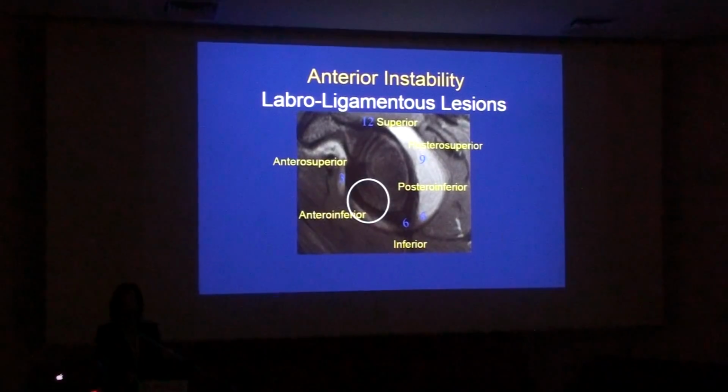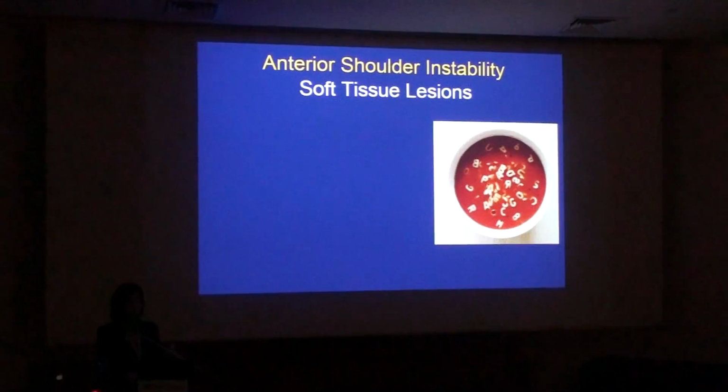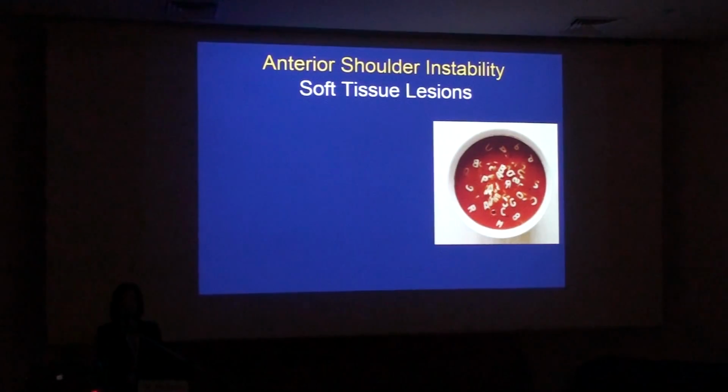Now what we're going to do is focus on the tears that we get of the labrum and the ligaments in the inferior segment when we have anterior instability. And it is like an alphabet soup sometimes when we think about all the different things that might be present.